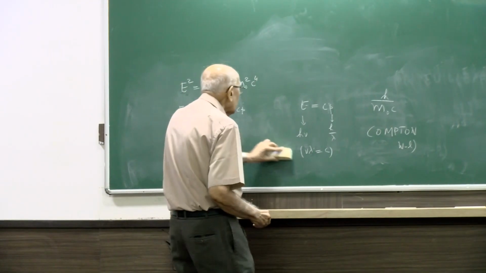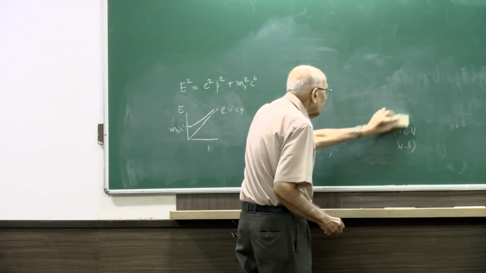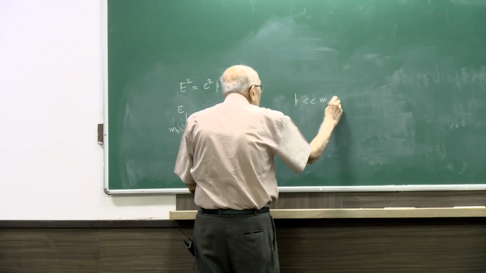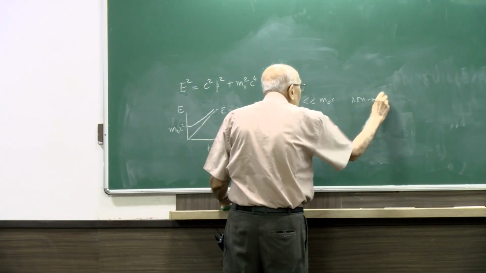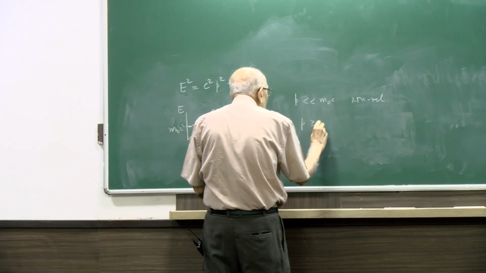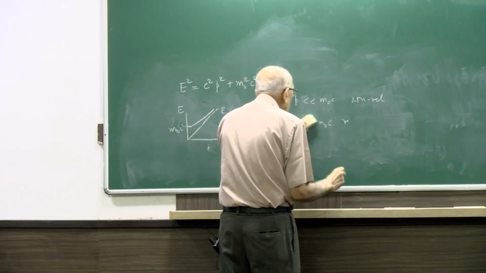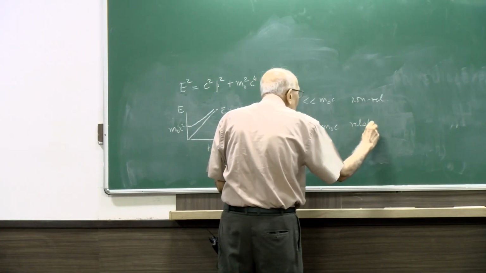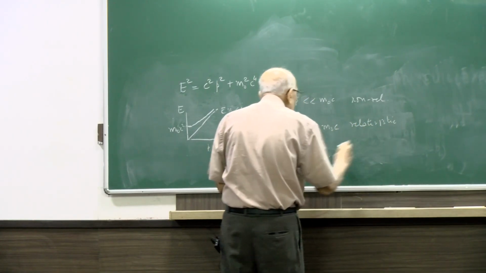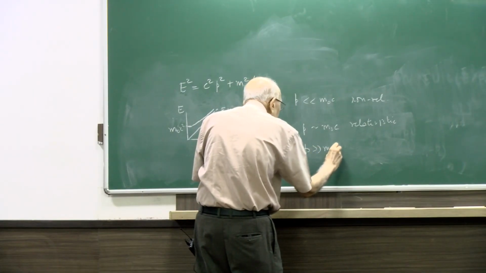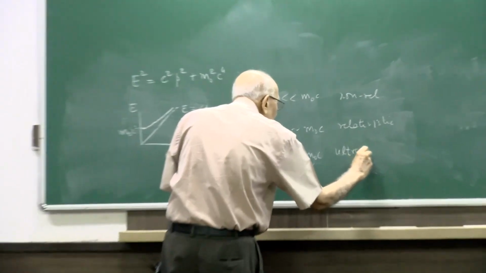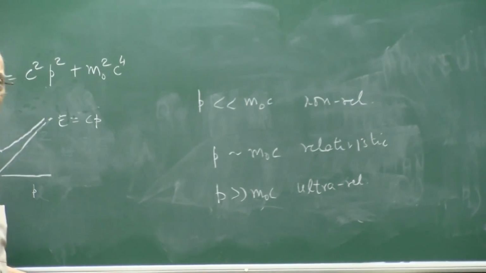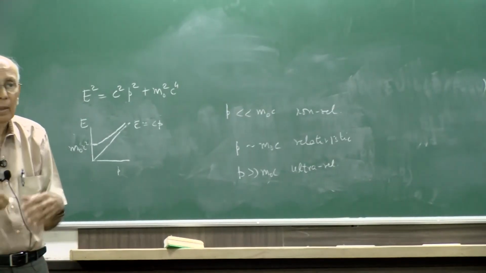So coming back to this formula, now look at what happens. I have a momentum, and if p is much less than m naught c, I say it's non-relativistic. p comparable to or greater than m naught c is relativistic, and p much greater than m naught c would be ultra-relativistic. Let's look at the non-relativistic limit properly, and then you'll understand where non-relativistic physics fits in.